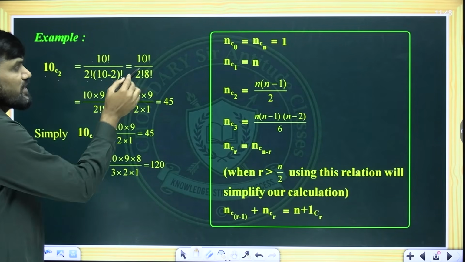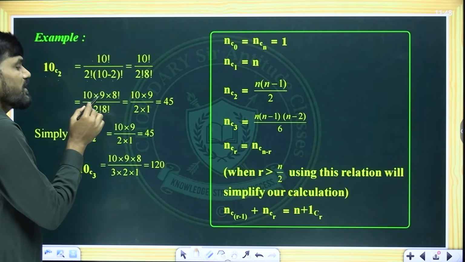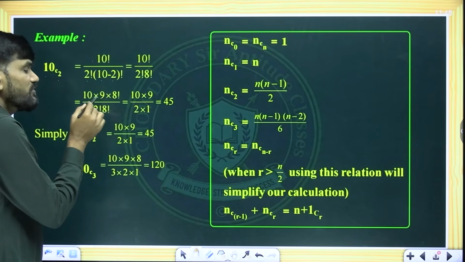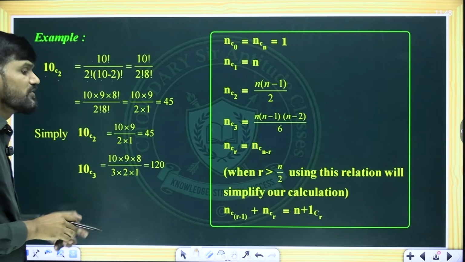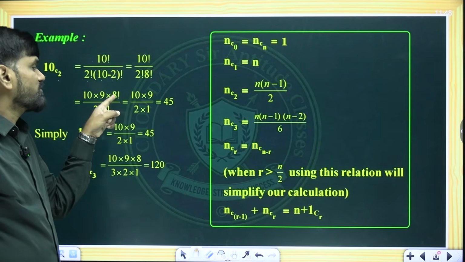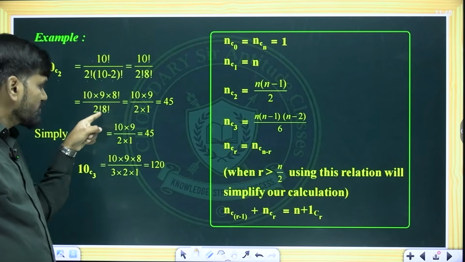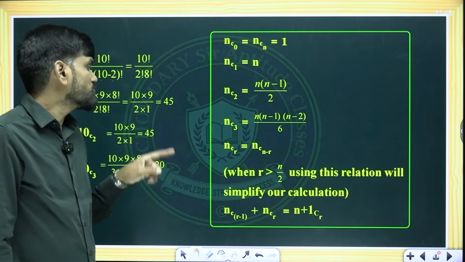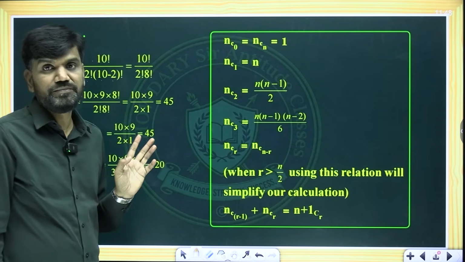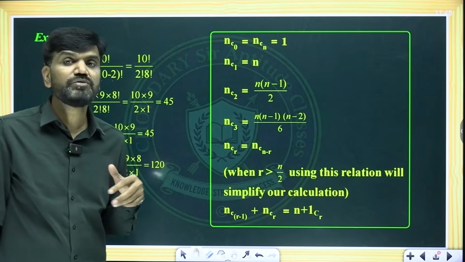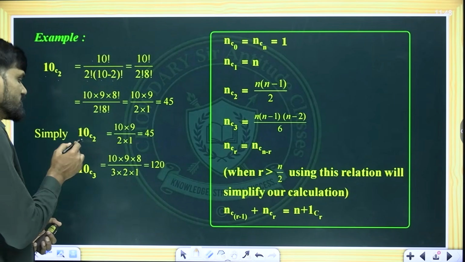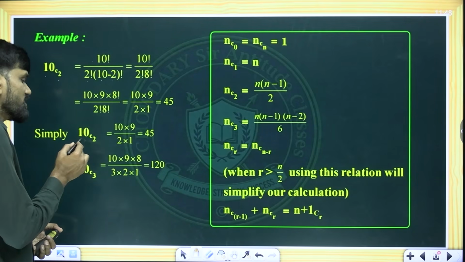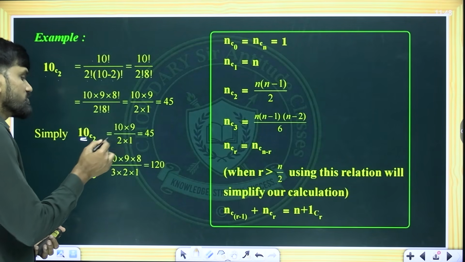That can further be written as 10 into 9 into 8 factorial by 2 factorial into 8 factorial. Why have I stopped at 8 factorial? Because I want to cancel that 8 factorial with this 8 factorial. That gives you 10 into 9 by 2 into 1, which will give you 45.